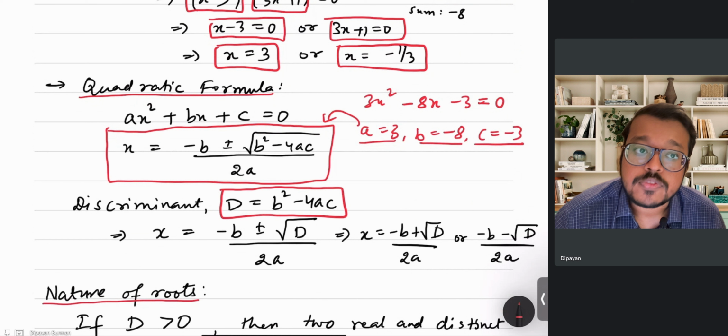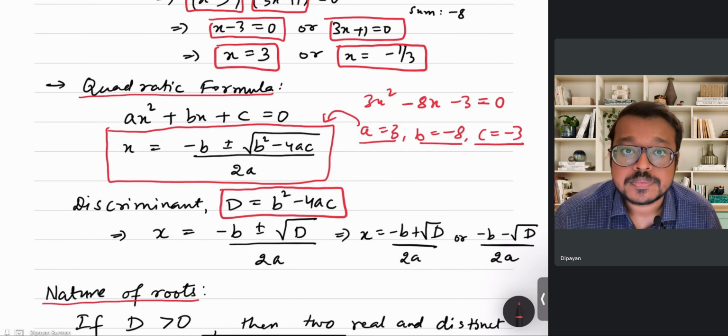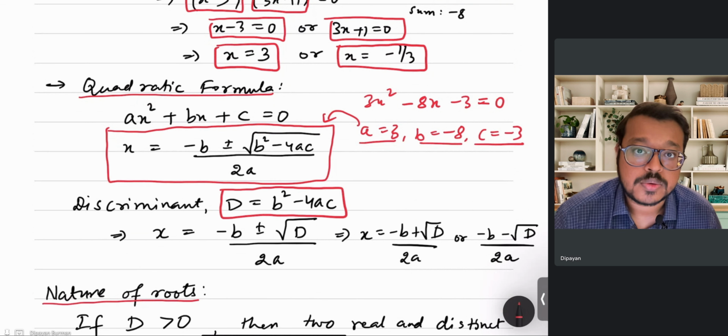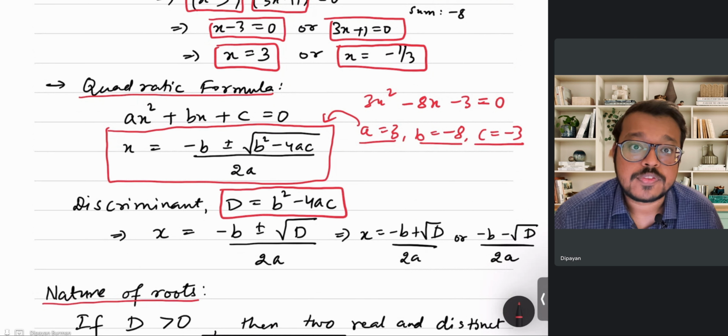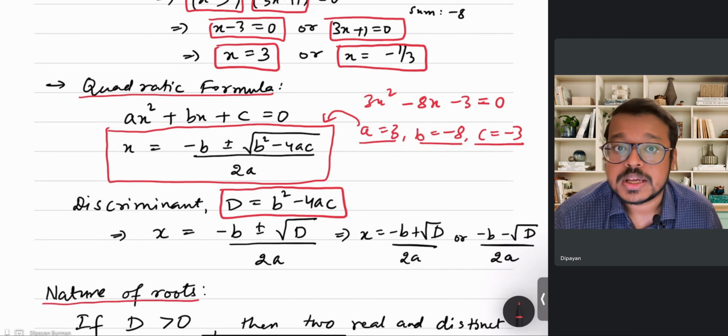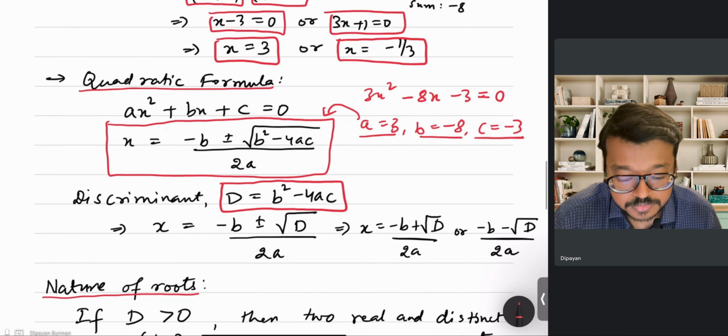That quantity will help us identify, even without solving the entire equation, whether the quadratic equation will have real roots or not, whether we will have real roots or imaginary roots, and if we have real roots, will they be equal or will they be unequal or distinct.